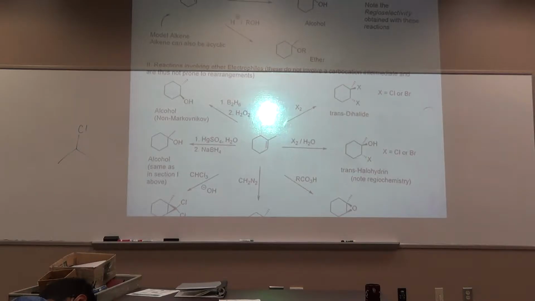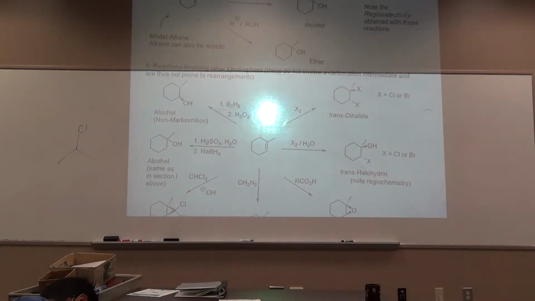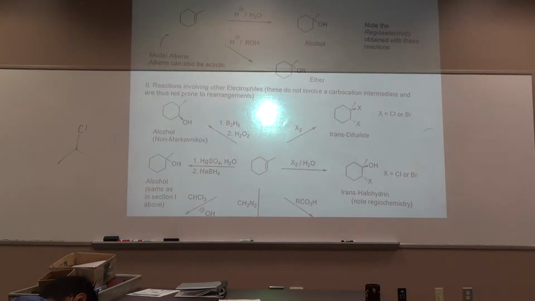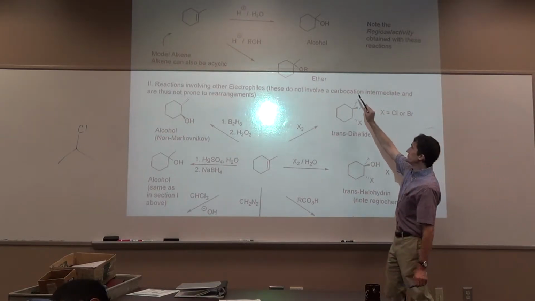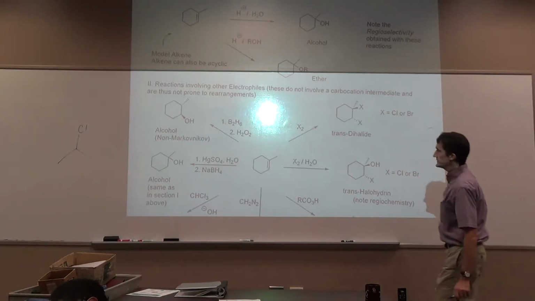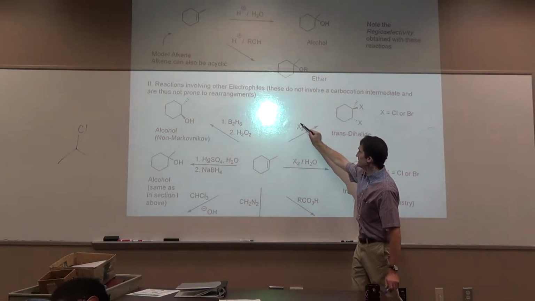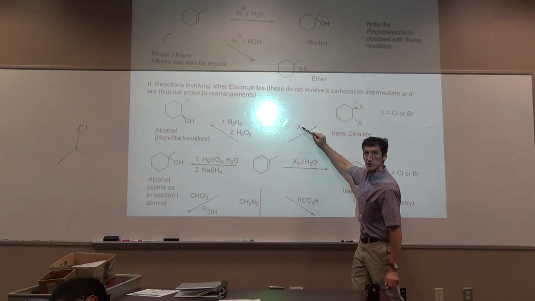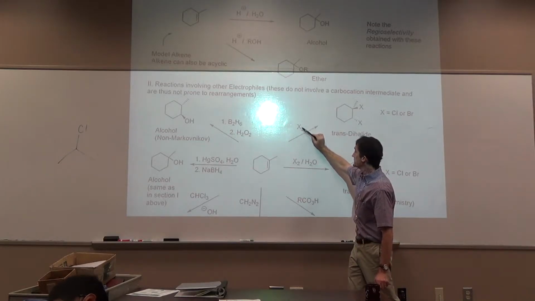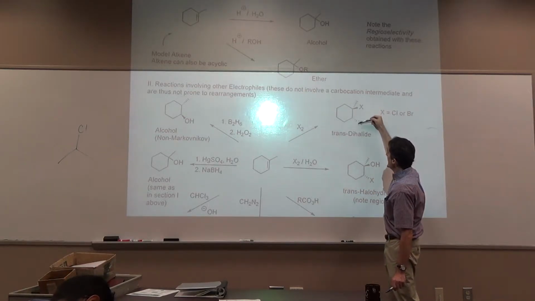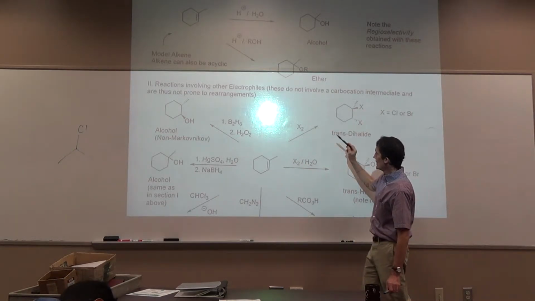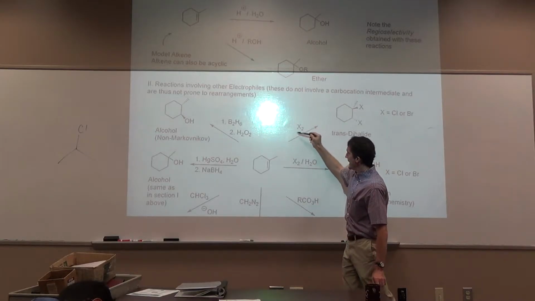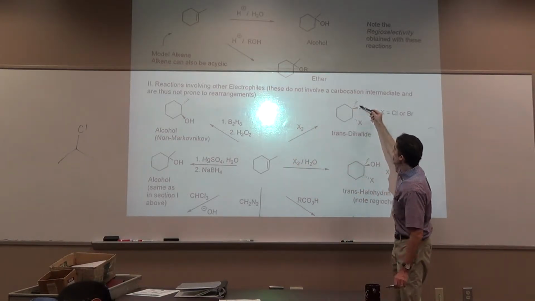Down here we're going to introduce other reagents. There's going to be a more complex nature to things. These do not involve a carbocation intermediate. The first reaction we're going to look at is reacting an alkene with X2, like Cl2 or Br2, elemental halogens. We're going to add a halogen to each carbon of the alkene. We're going to add the halogen across the pi bond, as the terminology goes.